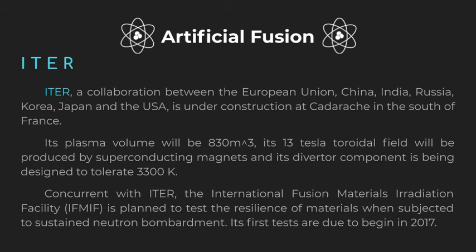The goal of ITER is, number one, to produce 500 megawatts of fusion power. Number two, to demonstrate the integrated operation of technologies for a fusion power plant. And number three, achieve a deuterium-tritium plasma in which the reaction is sustained through internal heating. Number four, test tritium breeding. And number five, demonstrate the safety characteristics of a fusion device.